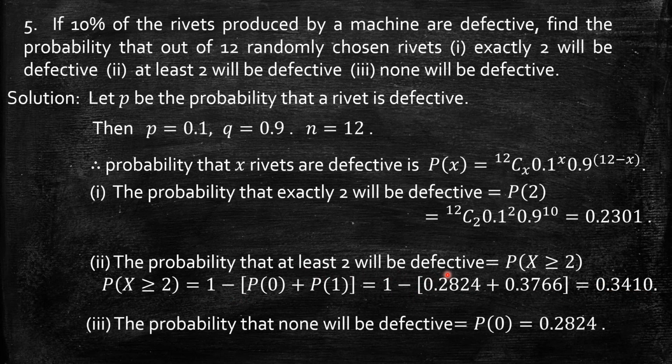Now none will be defective means x equal to 0. So no defective item. So that gives here 0.9 power 12 after substituting x equal to 0. So we'll get 0.2824, which already we have taken here.